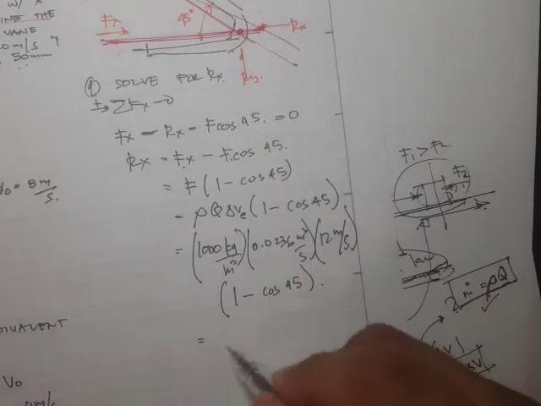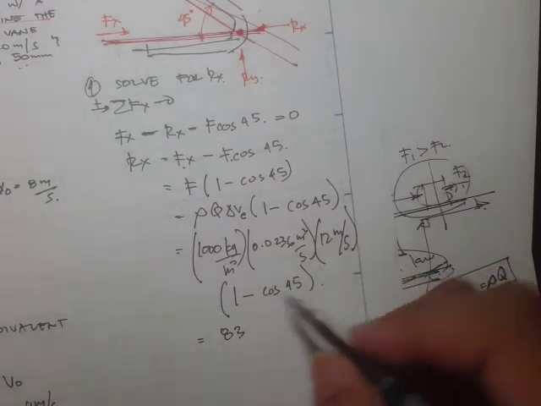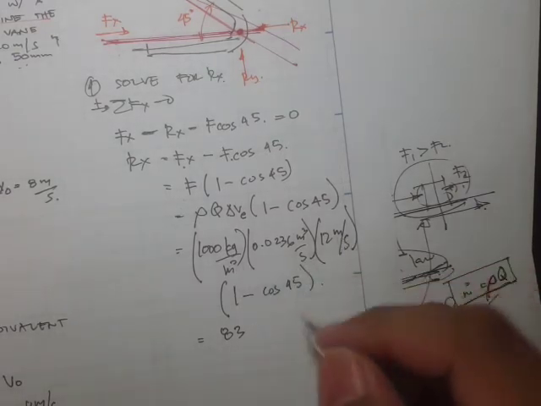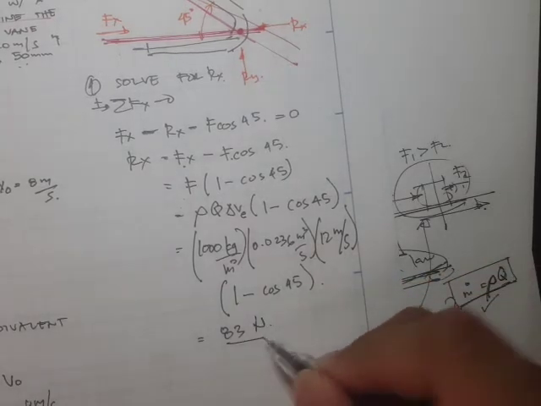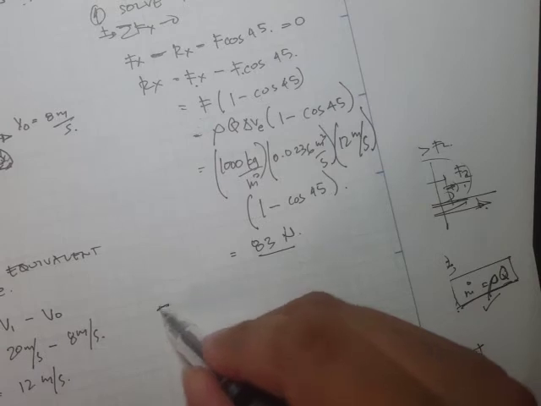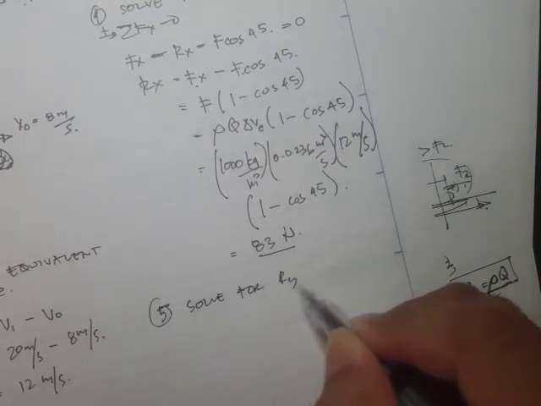And that's 83. What's this? Kilogram meters per second. That's 83 Newton. Okay, so solve for R sub y.